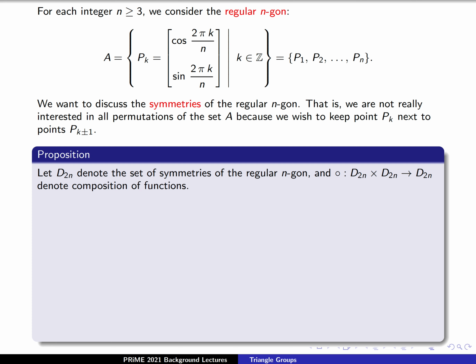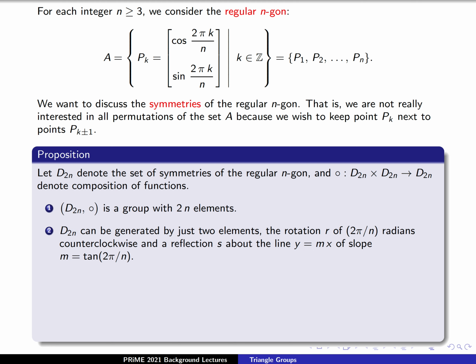We can put all of this together into the following result. Denote D sub 2n as the set of symmetries of the regular n-gon and circle as the composition of functions. Then we find a group with 2n elements. And in fact, this group is generated by just two elements, namely a rotation r, which is a rotation counterclockwise by an angle 2 pi over n, and the reflection s about the line y equals mx, where m is the slope tangent 2 pi over n.